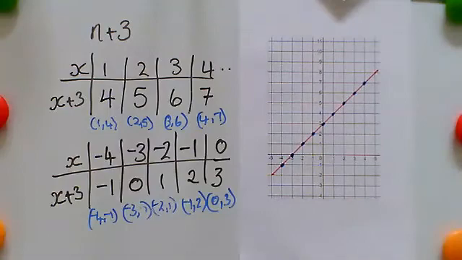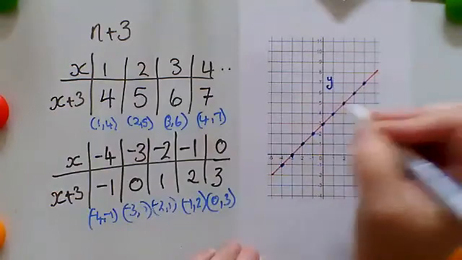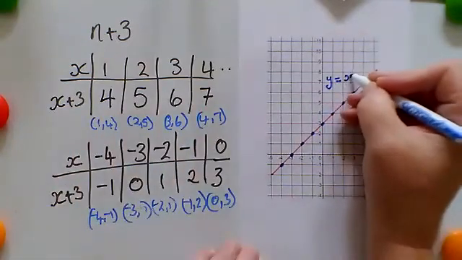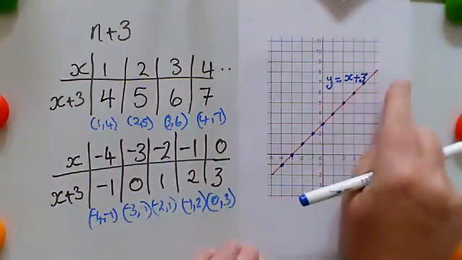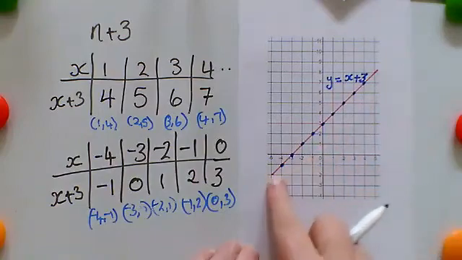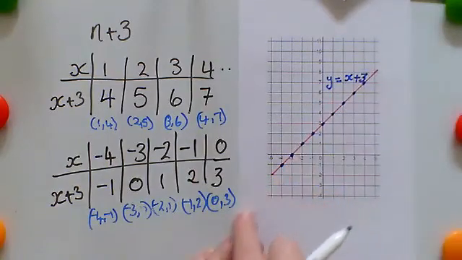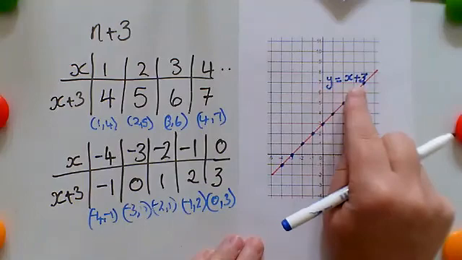And the name we give to this straight line graph is y equals x plus 3. So all of these y values equal the x value plus 3. This is the rule for every single point that lies on this line. You can extend it as far as you can that way, as far as you can this way. Every single point on the line will agree to that rule. The y coordinate is the x coordinate plus 3.